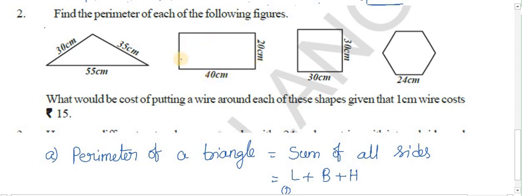but here we have 4 sides. We all know that for a rectangle we have one property, that opposite sides are equal. So if this is 40, then automatically this will also be 40 centimeters. And if this is 20, this is also going to be 20 centimeters. Coming to the square, all sides are equal, so automatically all sides are going to be 30 centimeters. And here this is a regular hexagon, so this is also going to be like this.